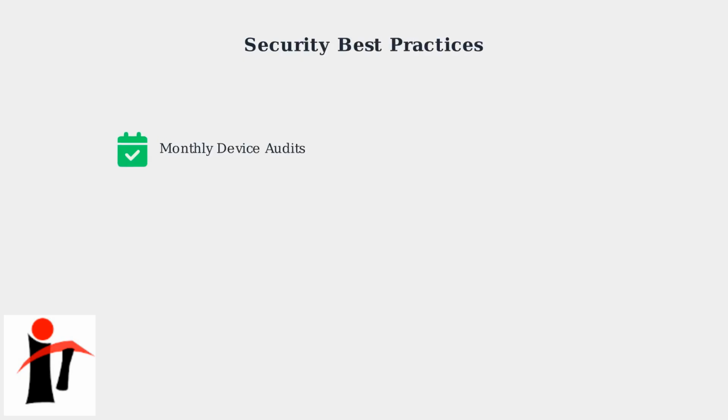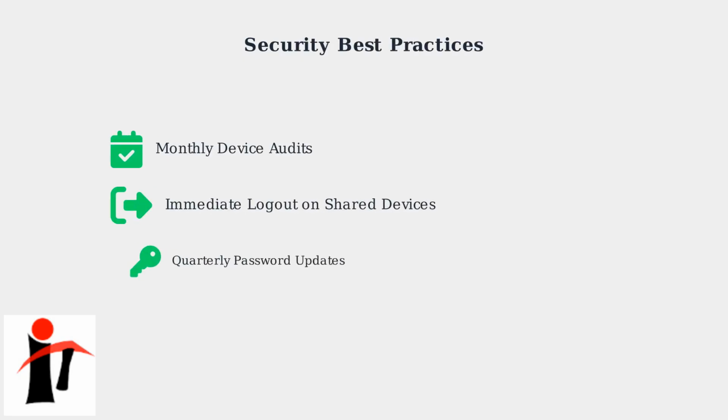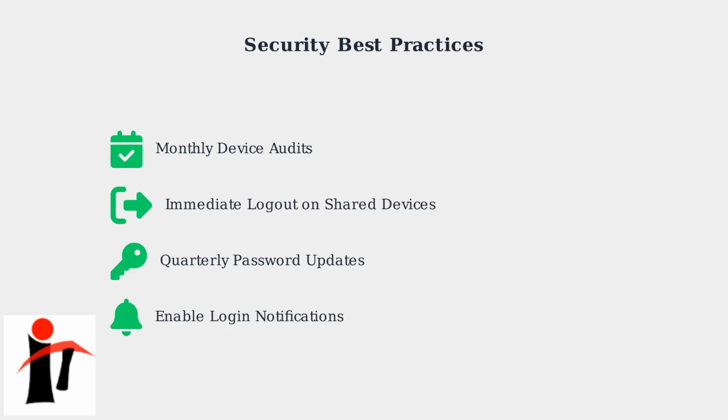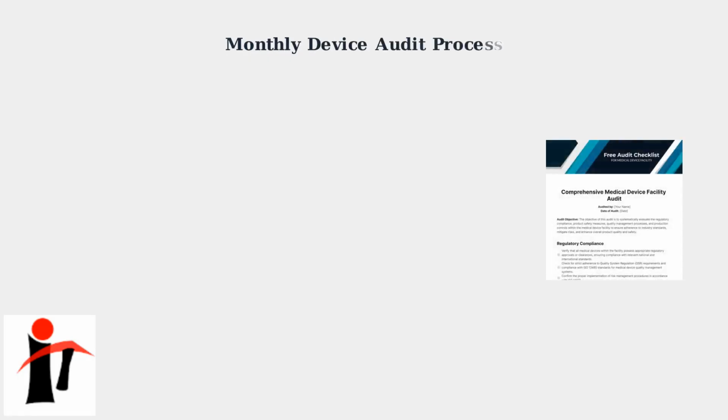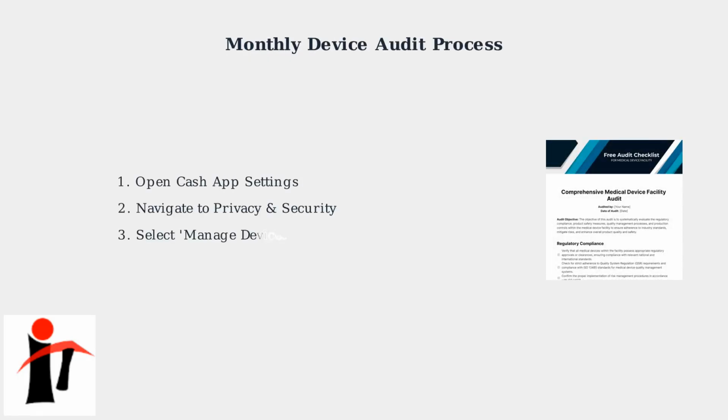Maintaining optimal security with Cash App requires following essential best practices. These practices form the foundation of secure financial app usage and protect your account from unauthorized access. Regular device audits are crucial for maintaining account security. Perform monthly reviews of all devices with active Cash App sessions to identify and remove any unauthorized or unused access points.